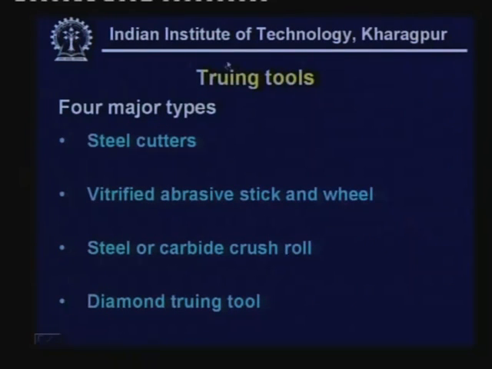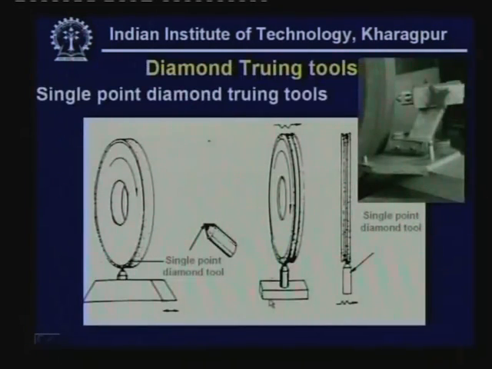Here we have 4 types of truing tools: steel cutter, vitreous abrasive stick, steel crushing roll, or diamond truing tool, which happens to be the most efficient. Here we can see a diamond point, which works just like a turning operation. This tool does the truing the way turning is done in a lathe. It can be flat face truing, or it can be a form truing using a single point diamond tool.